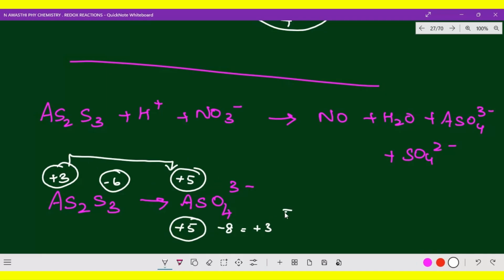So how many electrons change here, which is converted to +5? So 2 electrons change. And how many atoms? It is 2. So 2 into 2 electrons change. So that means 4 electrons totally, right?